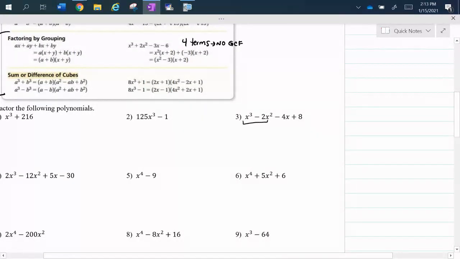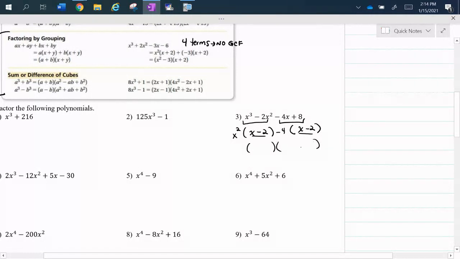So what we want to do is make two groups of 2 terms, where each one of those groups has a greatest common factor. So I'm going to factor out an x squared from the first group, and when I do that, I'm left with x minus 2. Then I'm going to factor out the greatest common factor from the second group, a negative 4, and I'm left with x minus 2. I want you to notice that the stuff inside the parentheses is exactly the same. That's what we want when we factor by grouping.